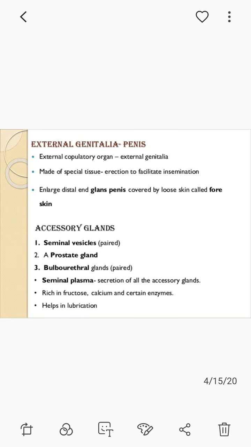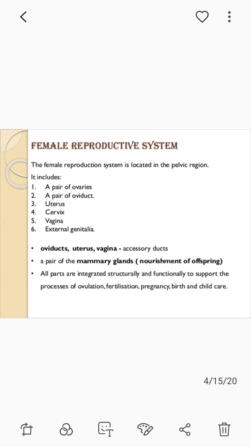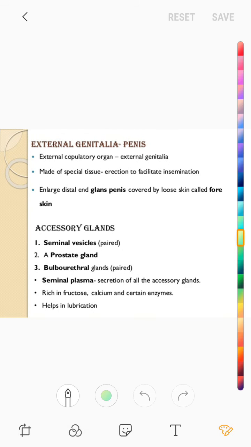Then after that is the external genitalia of the male, that is the penis. The penis has erectile tissues, which facilitate insemination. The distal part is covered by the glans penis.